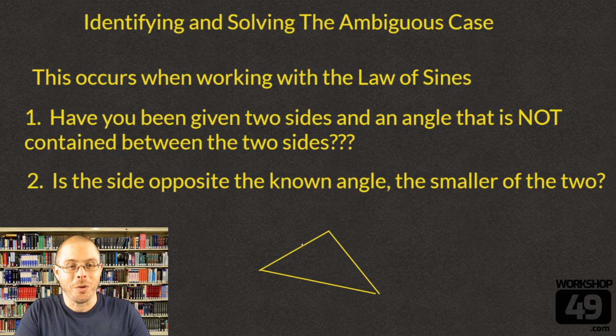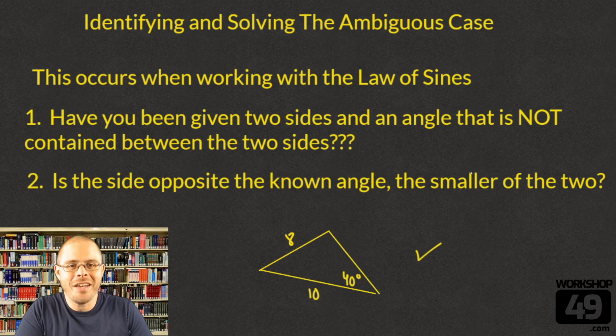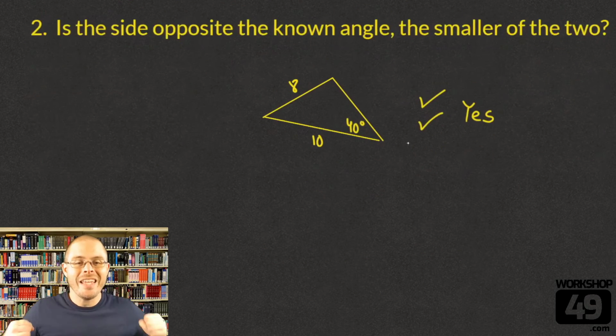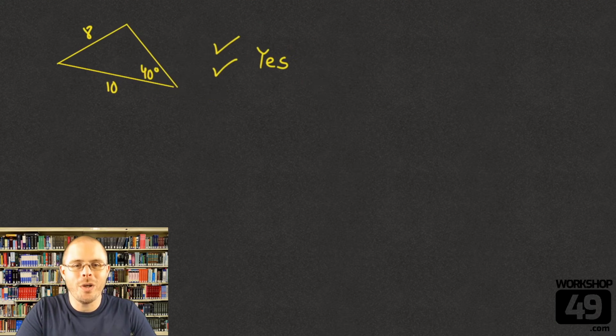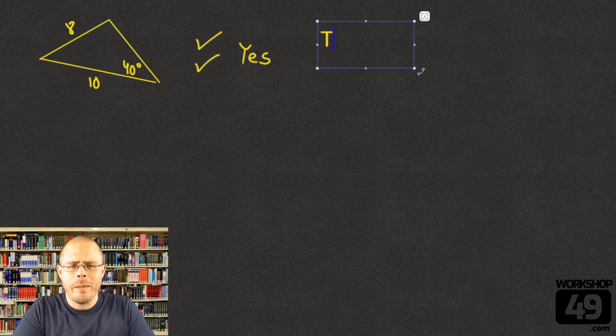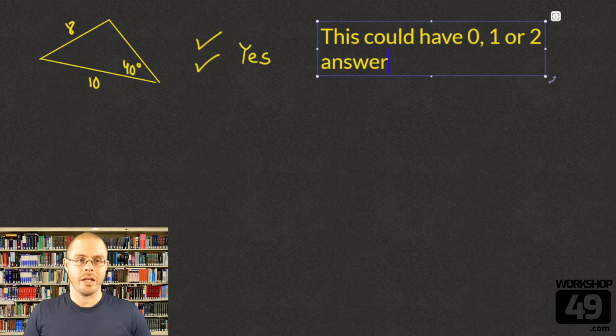Another triangle. In this triangle, we're going to label it again. An 8, a 10, and a 40 degrees. Have you been given two sides and an angle that is not contained between the two sides? Yes, we have two sides and an angle, and it's not between them. Is the side opposite the known angle the smaller of the two? Yes, that 8 is across from the 40, and it is smaller than the 10. This is an ambiguous case, and now we are going to actually solve it. Because it is an ambiguous case, it means that there is now 0, 1, or 2 potential answers.